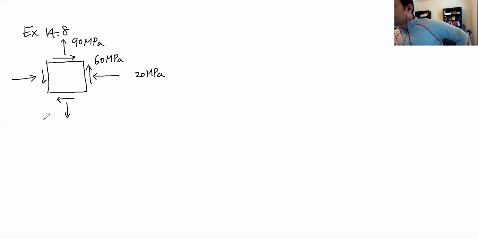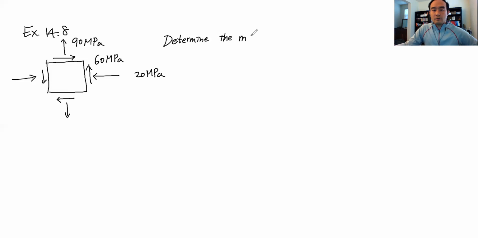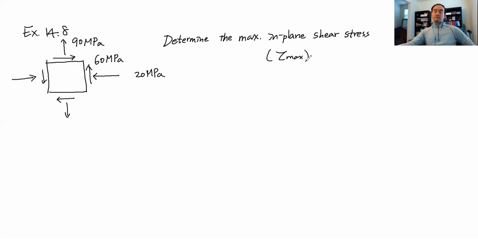And then the question is, determine the maximum in-plane shear stress at this point, which means tau max. If you want, you can use a formula for tau max and then just substitute all the numbers based on the stress block. But I'm going to solve this problem using the Mohr circle.